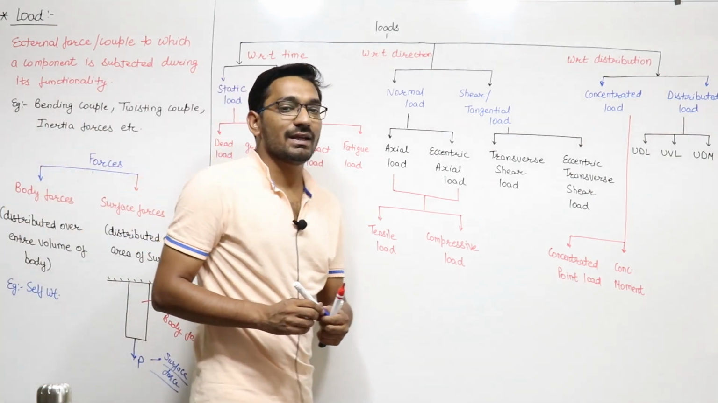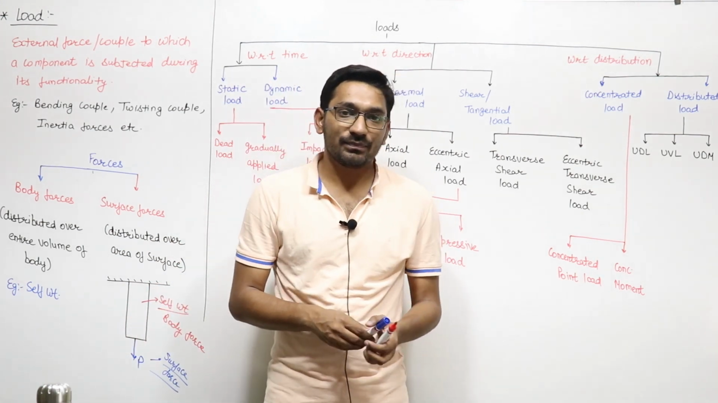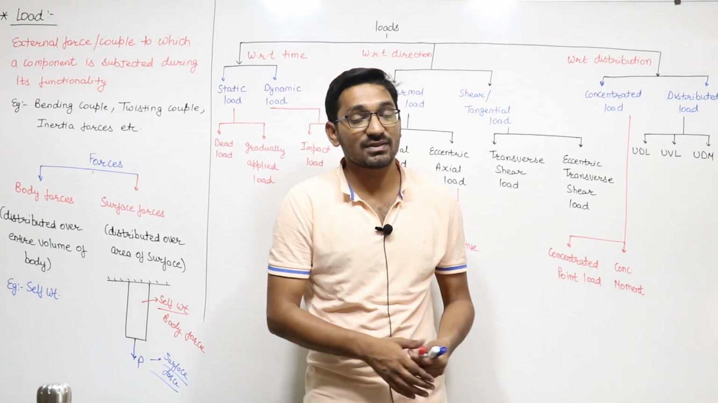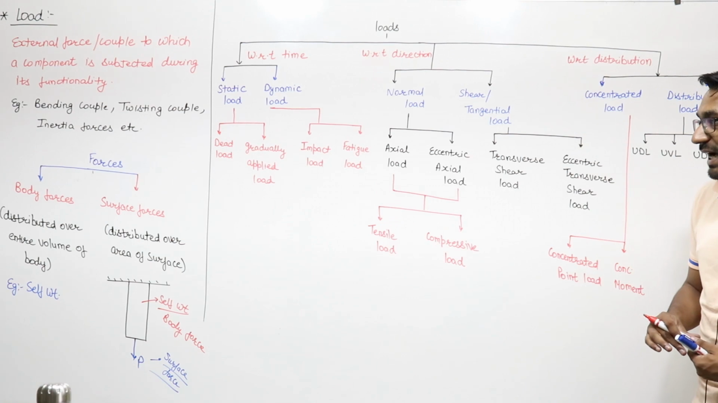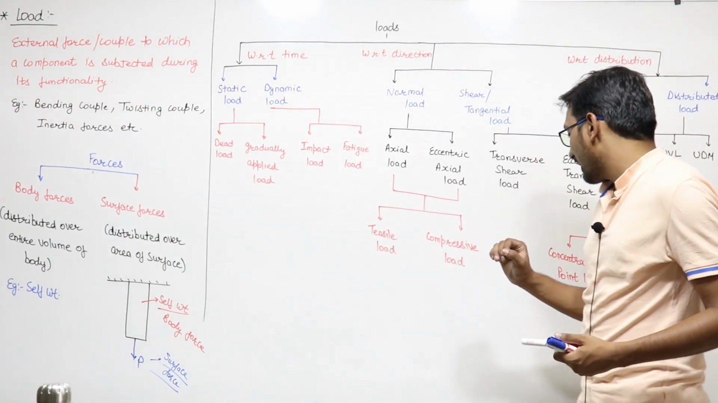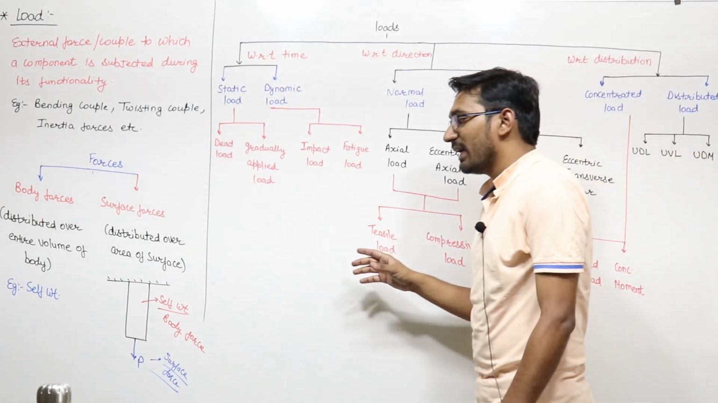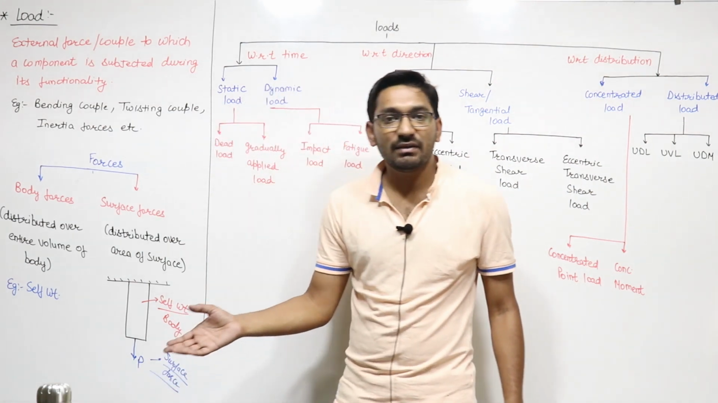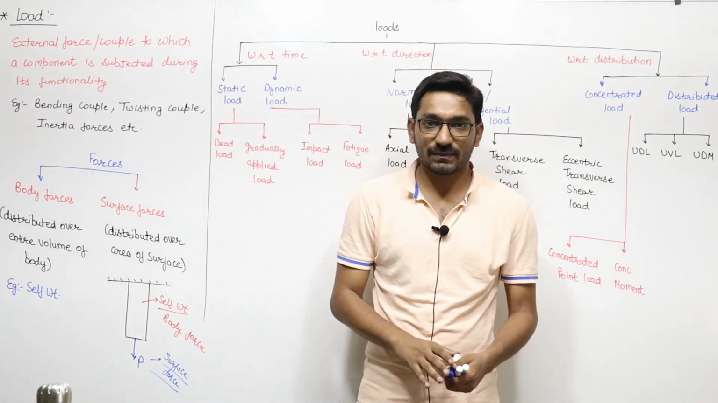And in strength of material, we are neglecting the self weight of a body. Why we are neglecting the self weight of a body, we'll discuss when we go through the stress and strain chapter. But just to make one thing very clear, in strength of material, the self weight of the body will always be neglected. You will not be considering the self weight of the body or body force. In strength of material, we are only dealing with the surface force that is acting on an area of a surface.